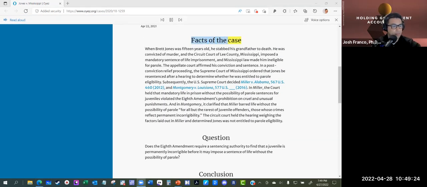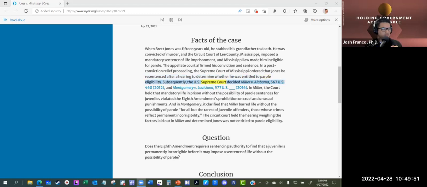Facts of the case. When Brett Jones was 15 years old, he stabbed his grandfather to death. He was convicted of murder, and the Circuit Court of Lee County, Mississippi, imposed a mandatory sentence of life imprisonment, and Mississippi law made him ineligible for parole. The appellate court affirmed his conviction and sentence. In a post-conviction relief proceeding, the Supreme Court of Mississippi ordered that Jones be resentenced after a hearing to determine whether he was entitled to parole eligibility.